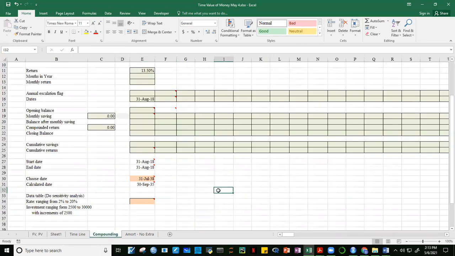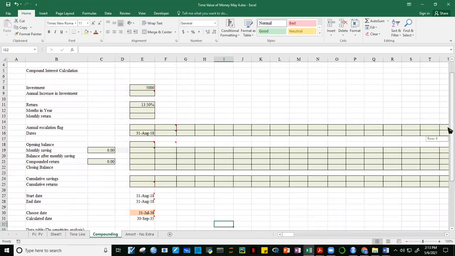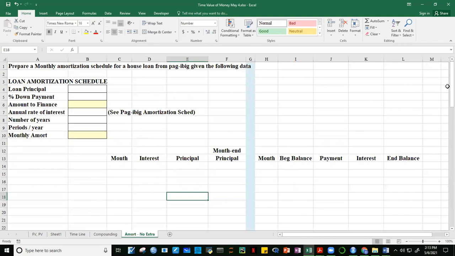Okay, so how about this, guys? Compounding, this is the same, no? Okay, so let's leave that first. Then let's go to amortization. Oh, it's time already, no? Okay, so let's just do it this way because it's almost time. I don't want to start this because we'd be left hanging.